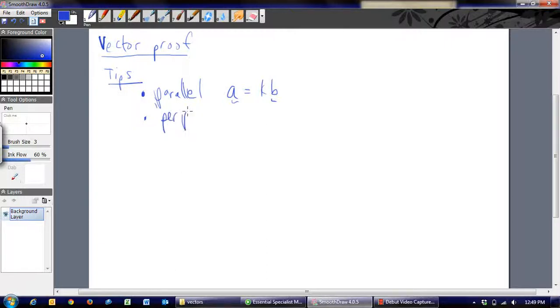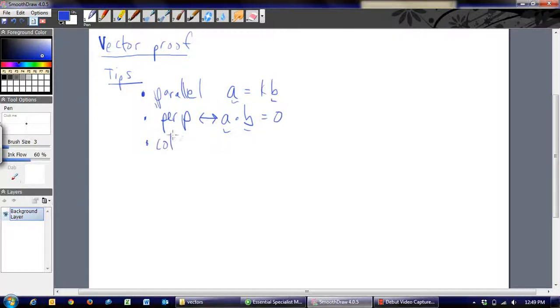If two vectors are perpendicular, what does that mean? If A and B are perpendicular, that means that their dot product is equal to 0. So just remember that. Perpendicular, A dot B is equal to 0, and vice versa. If you find out that A dot B is equal to 0, this means that A and B are perpendicular.